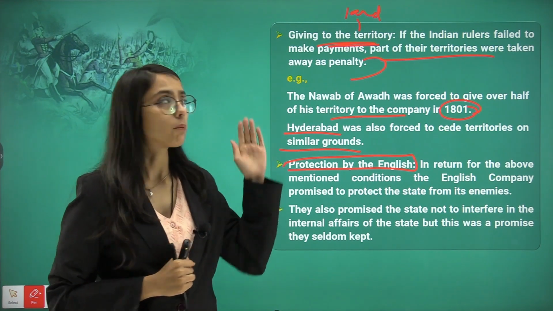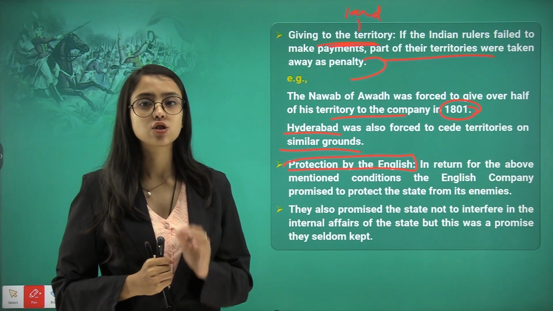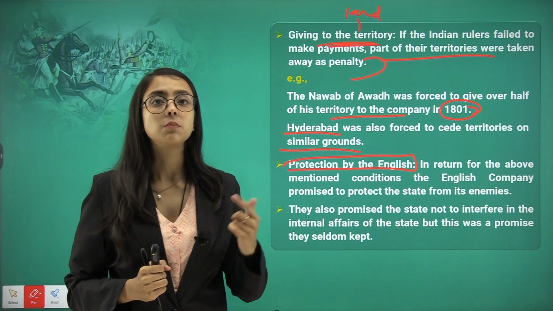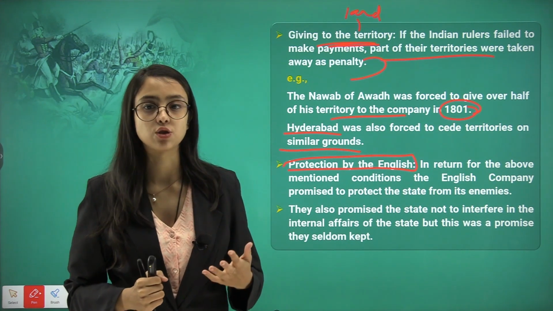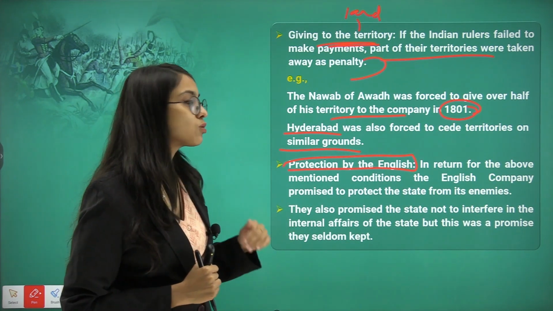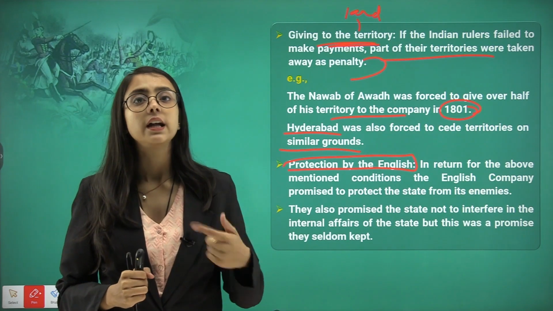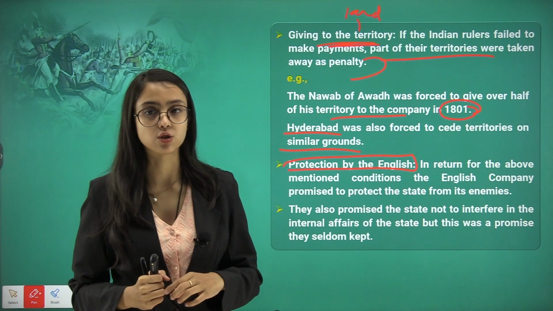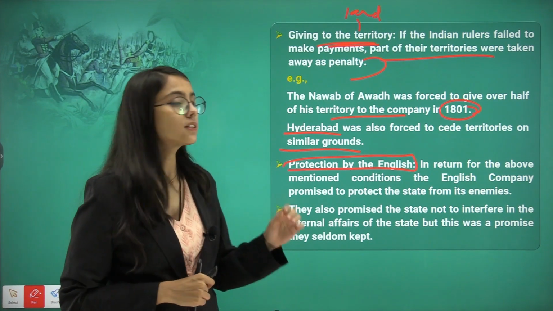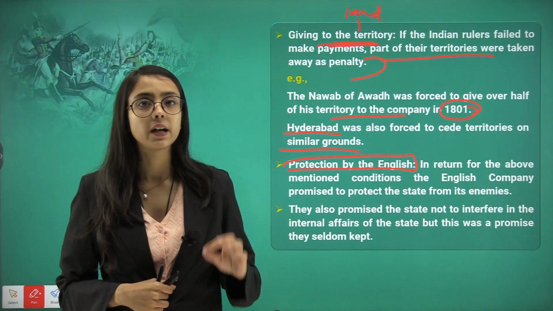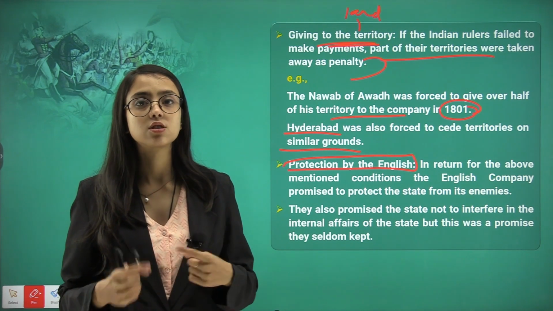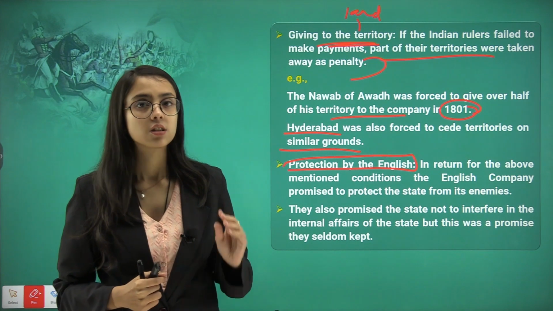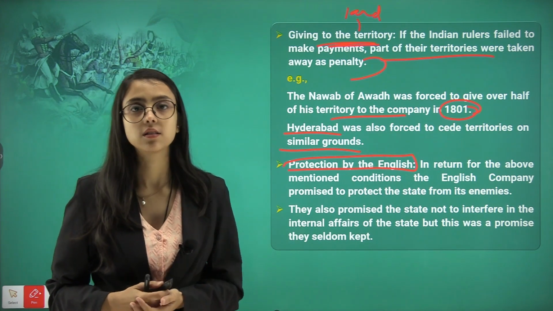In return for the above mentioned conditions, the English company promised to protect the state from enemies or any kind of invasion. They also promised not to interfere in the internal affairs and administration, as to the policy making by the Britishers. They also promised that the company would not meddle or interfere in the policy decisions or administrative things of the state. However, this promise was seldom kept by the company.